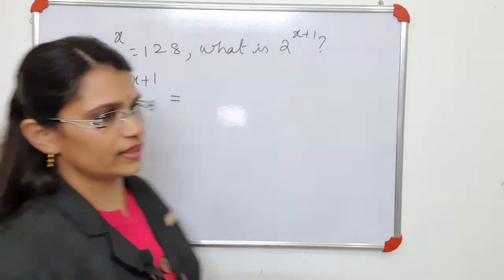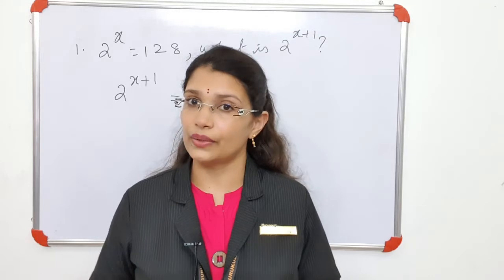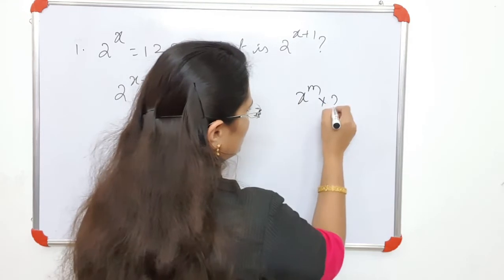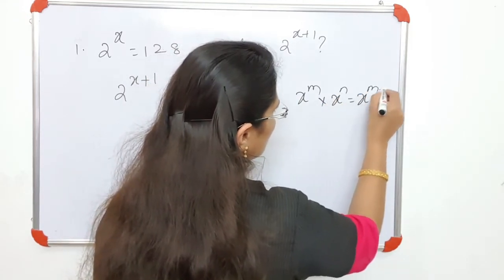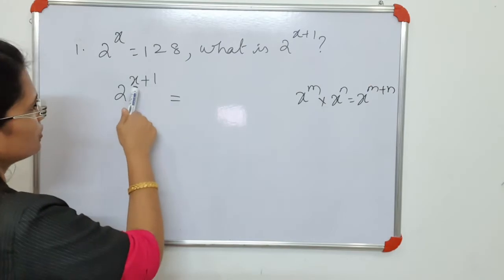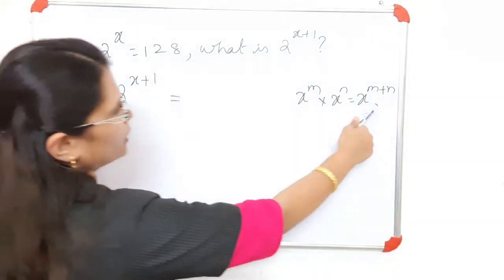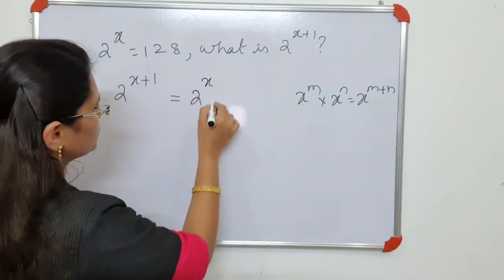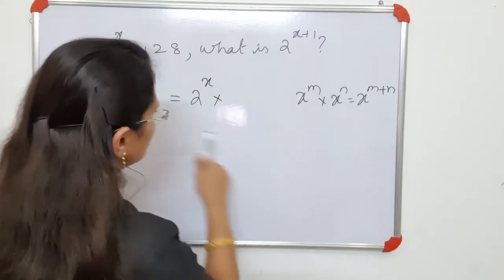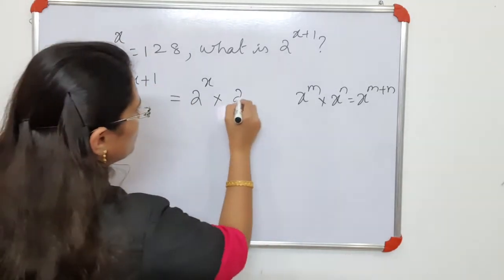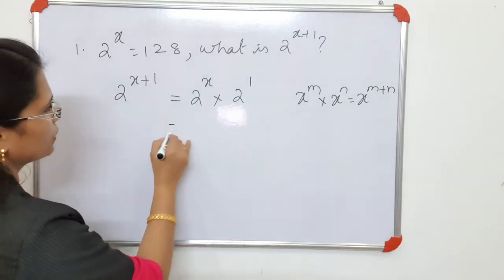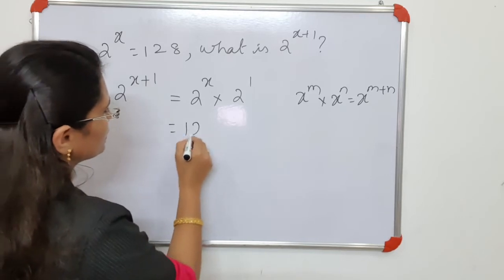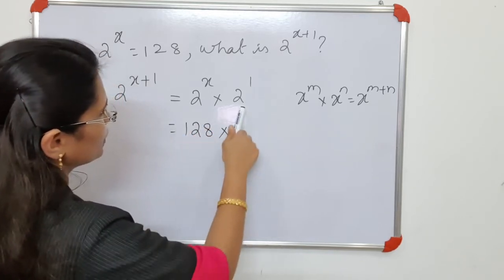We have already learned that x raised to m into x raised to n is equal to x raised to m plus n, right? This is the x raised to m plus n form. So how can we write it like this? 2 raised to x into 2 raised to 1 is equal to, what is 2 raised to x? It is given as 128 into 2 raised to 1.